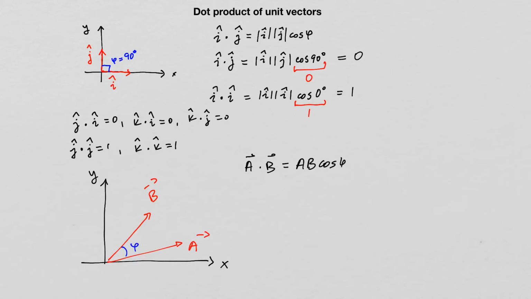So this is a result that I can calculate as long as I know the magnitude of A, the magnitude of B, and the angle between the two. Imagine that I do not know that information, but I know the unit vector representation of those two vectors. So let's calculate the dot product A dot B using unit vector representation.